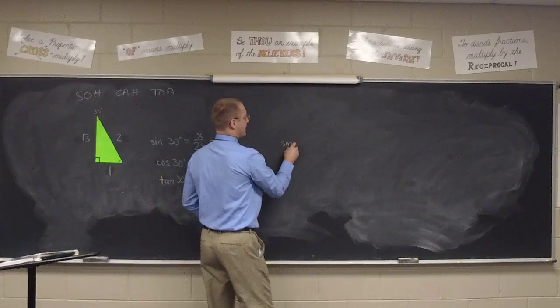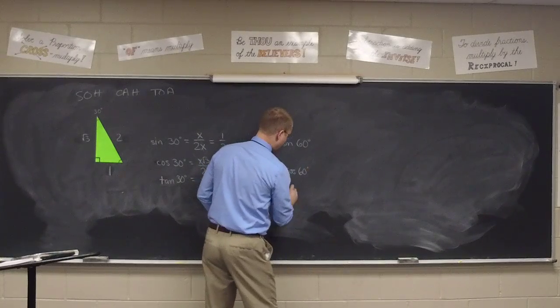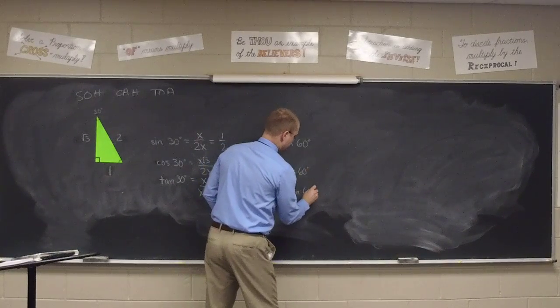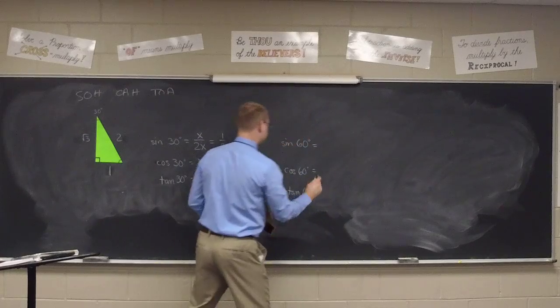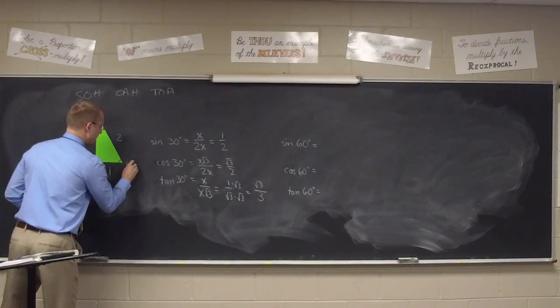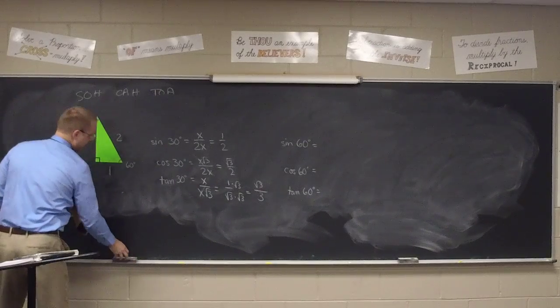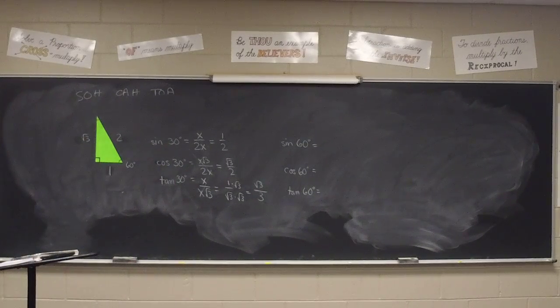Let's find the sine of 60 degrees, the cosine of 60 degrees, and the tangent of 60 degrees. Will it just be double everything we just did? No, it will not be. We're going to see this in just a second. I don't get it every year, but sometimes students say, wait, wouldn't it be double?